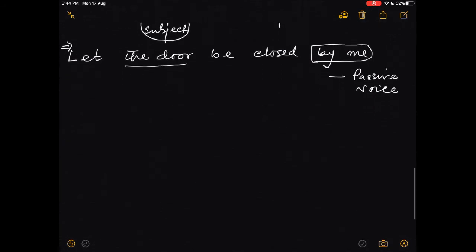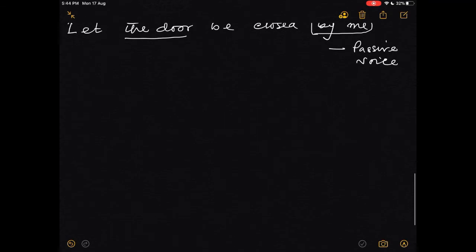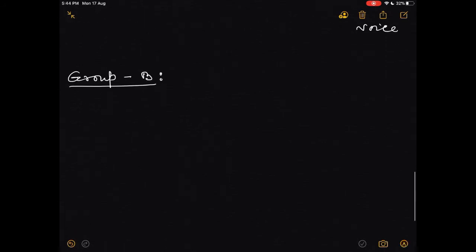In English, there is a group of sentences, a different type of imperative sentence. First, that is group B, group B type of imperative sentences.